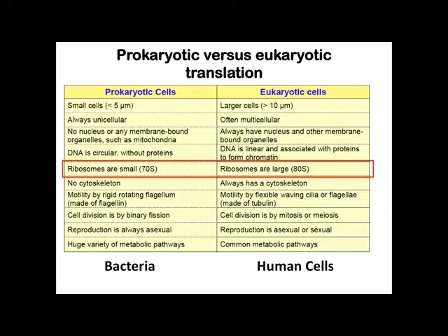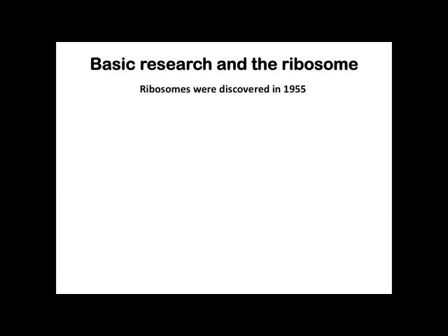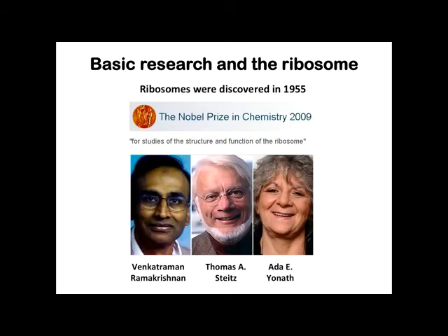But the understanding of these different ribosomes is actually relatively new in a lot of ways. Ribosomes were discovered back in 1955, but it's taken a long time to truly understand what's going on with them, to the point where the Nobel Prize in Chemistry in 2009 was awarded for the studies of the structure and function of the ribosome to these three fantastic scientists right here. So it's still a field of study that's very important and ongoing.